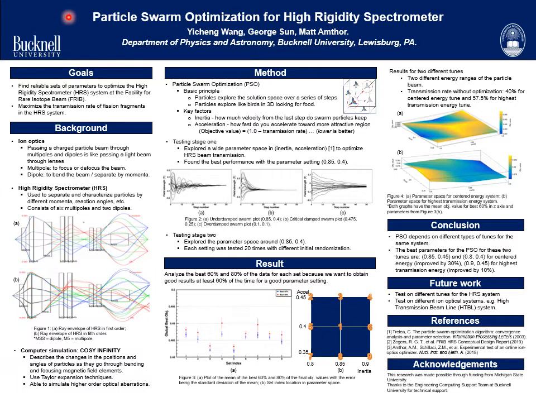Today I'm going to talk about my summer research project, particle swarm optimization for the high-rigidity spectrometer. The goal of my project is to find reliable sets of optimization parameters for the system and to maximize the transmission rate of the fission fragments to take full advantage of the particle beams. These are beams of rare isotopes being used in experiments to understand nuclear structures and astrophysical processes like supernovae.